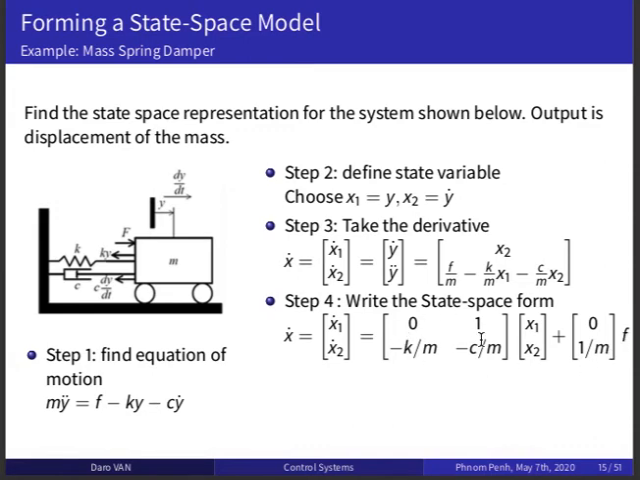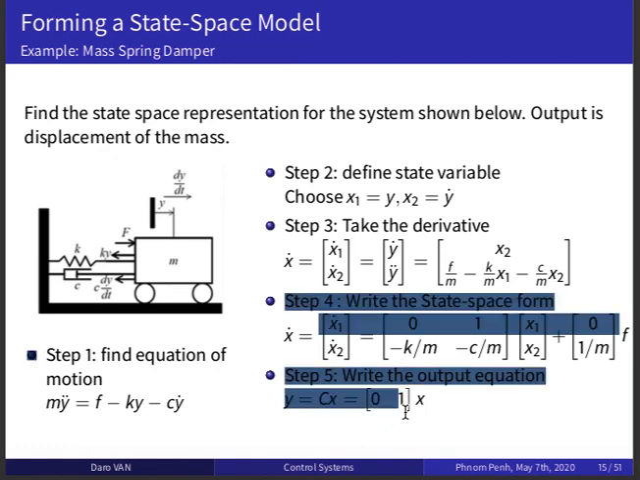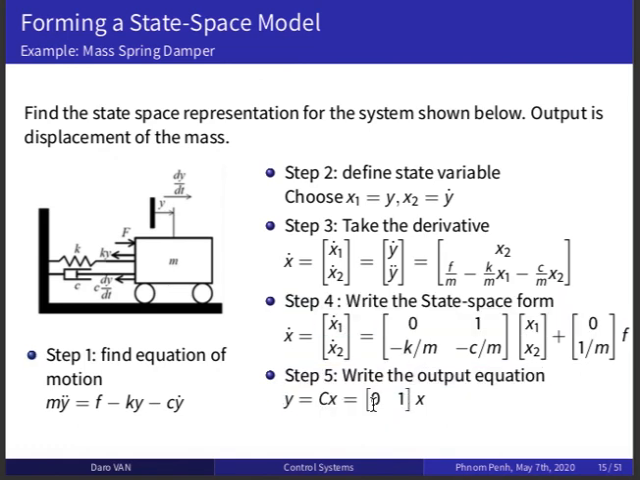So you have Ax plus Bu, and then the last equation is the output equation, y equals Cx plus Du. In this case, we assume that D equals 0. If the output is the displacement, C should be 1 and then 0 here. Okay, sorry for that. So 1 and 0.